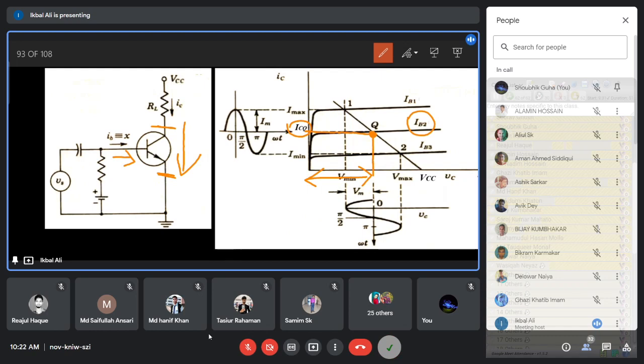That means the base current is IB2, the DC collector current flowing is ICQ, and the DC collector emitter voltage, which is applied here. These are the coordinates of the Q point. So this is the quiescent point operation, the DC condition of the circuit biasing.